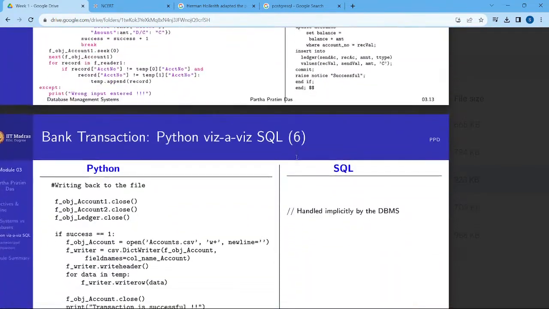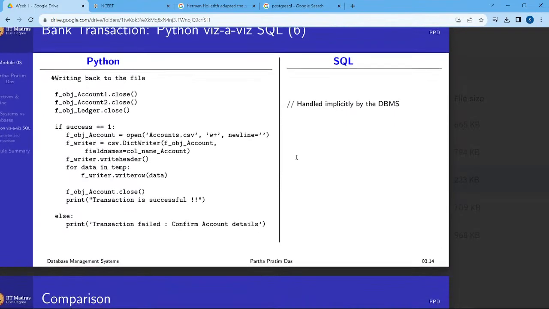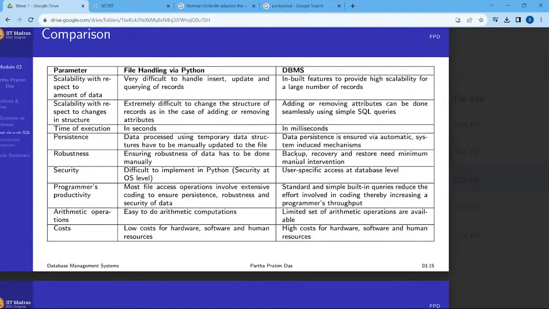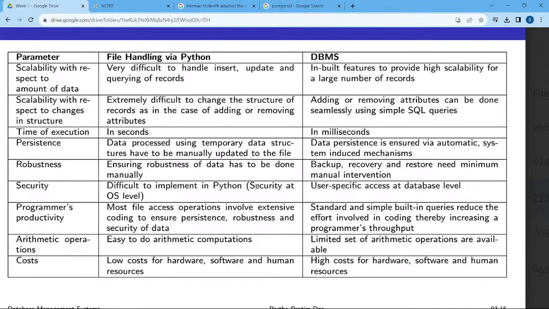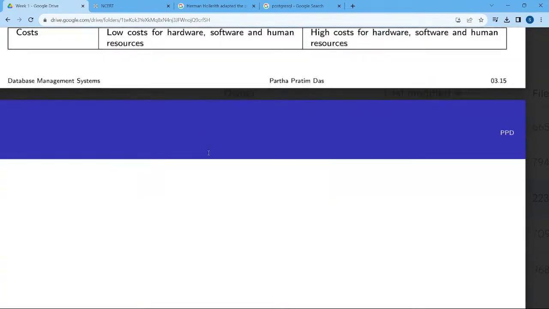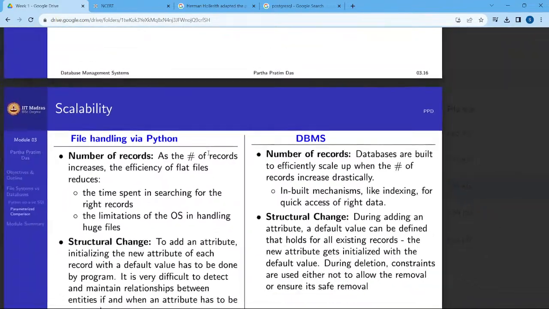Okay, comparison. See, this one table is really important for this whole lecture. I will be going through each and every one of it, but let's wait for a few seconds, right?